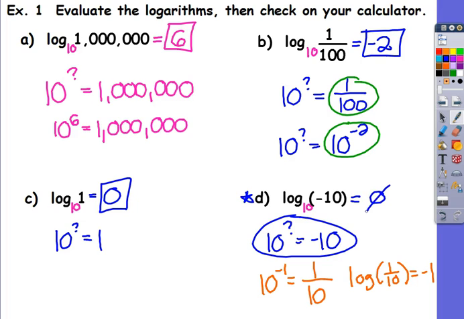If a base is positive, which it always is for logs, so if this is a positive number, there's no way I can raise a positive number to any power and get out a negative. So right away, if you see that the argument is negative, this isn't possible.